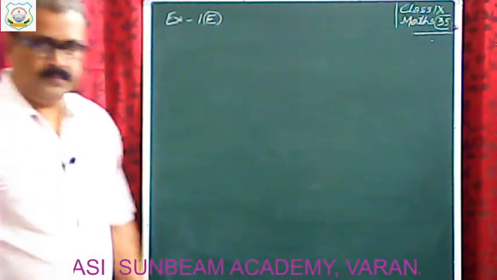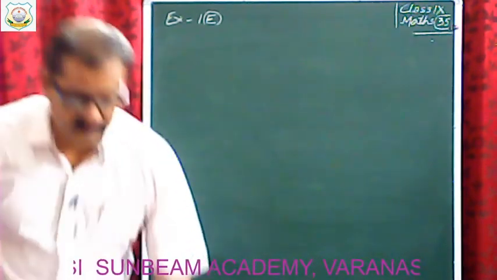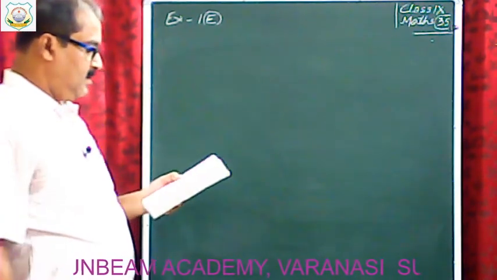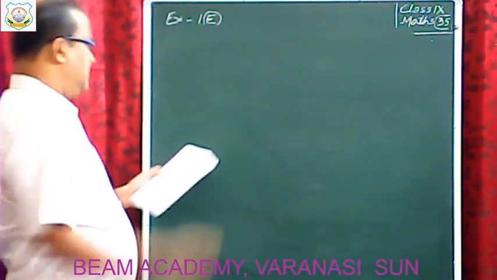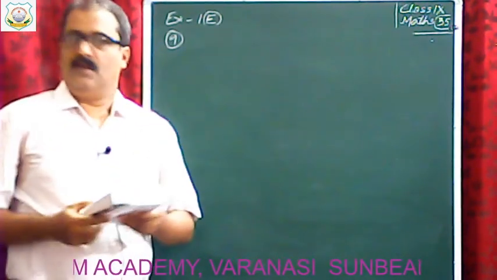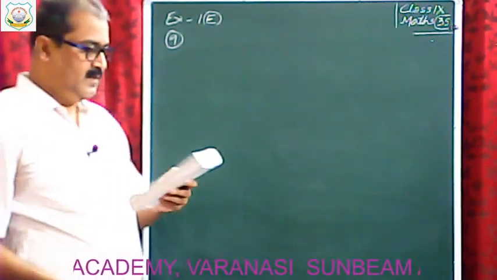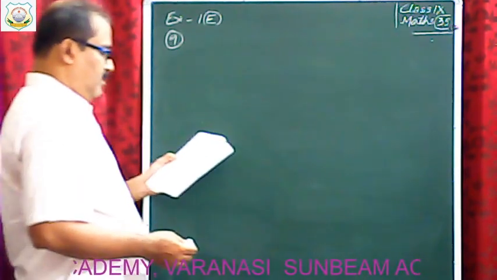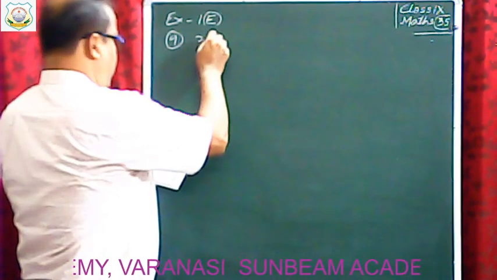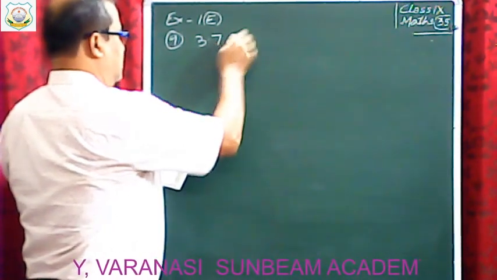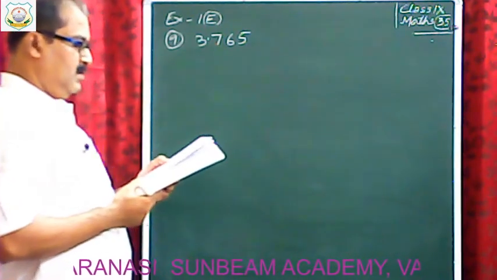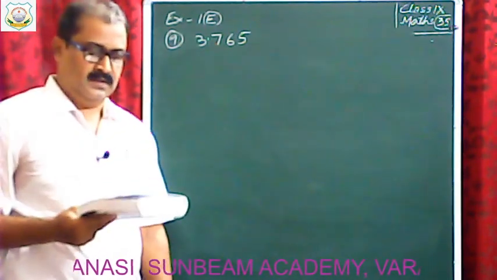In such type of presentation, you have to write the steps of construction, everybody. One more, that is, visualize question number 9. Okay. What you have to do, you have to visualize a given number. Visualize the representation of 3.765 on number line using successive magnification.